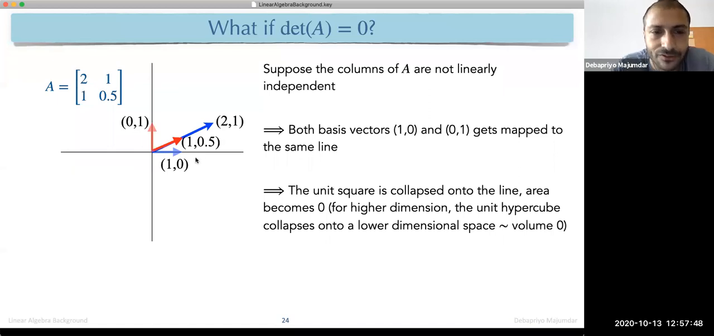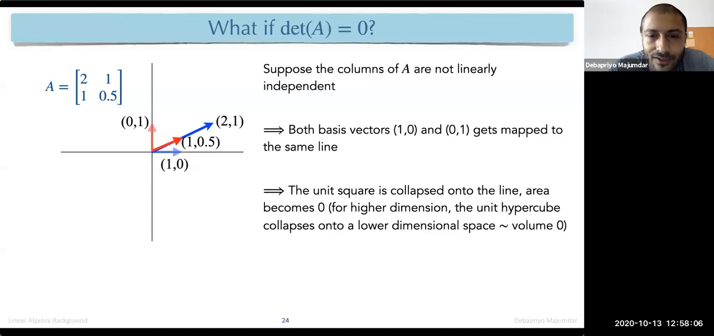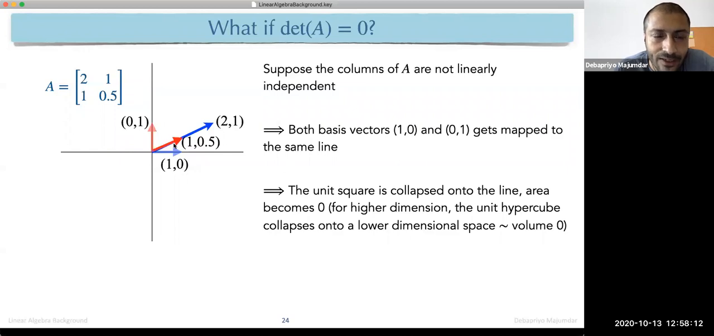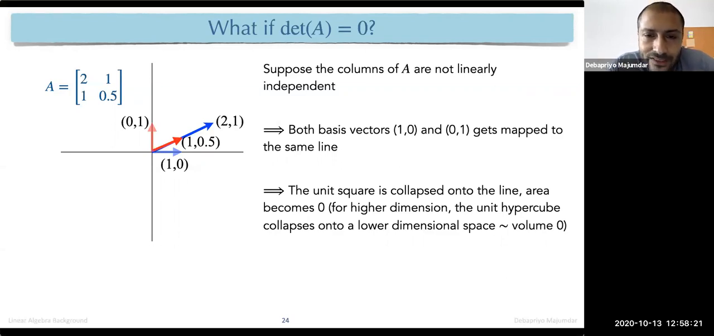Well, they are the same line, so they are linearly dependent, right? Now, if you collapse the axes into the same line, then any point on the whole plane will come to this line. That means you are collapsing your plane into a line. That means your volume is 0. The volume in this case is area, right? So the area of the unit square will now become 0. That's the intuition behind the determinant of a matrix being 0: it's not full rank, so you're going to a smaller dimensional space.